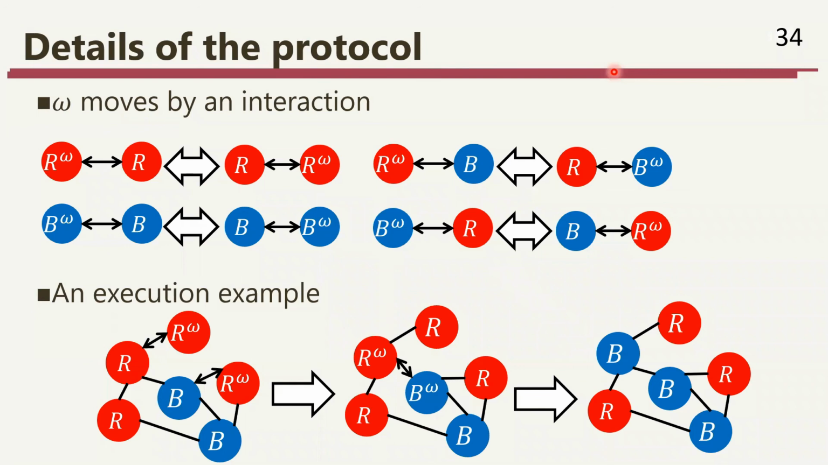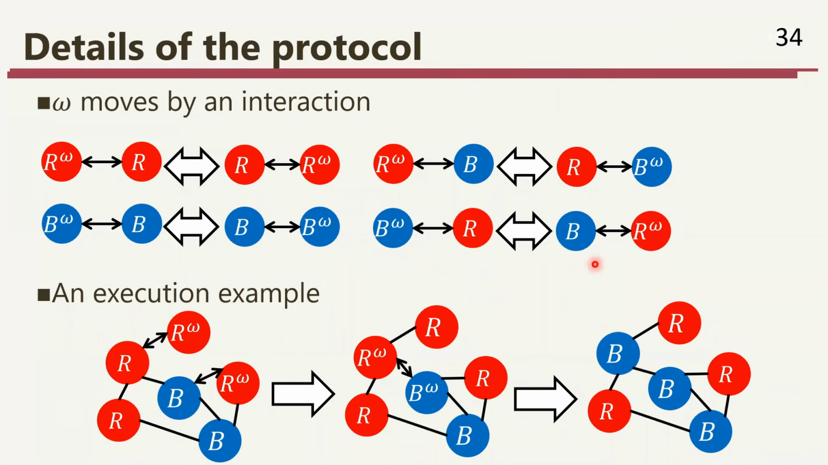This means that we need additional transition rules that make omega move on graphs. More concretely, omega moves by an interaction if either one of the agents has omega. For example, if an agent with omega interacts with an agent without omega, then omega moves like this. By these transition rules, omega can move freely on graphs, and thus eventually two omegas meet.